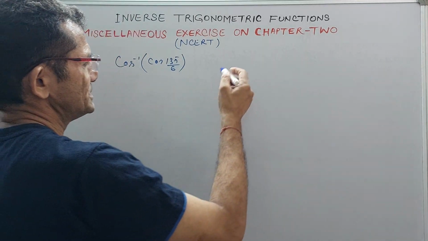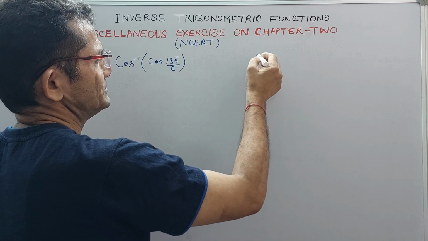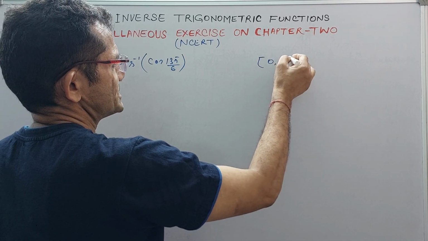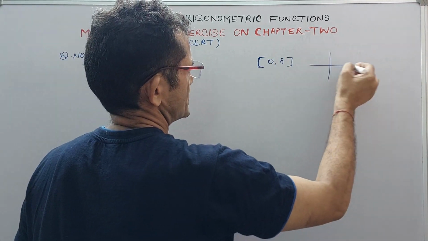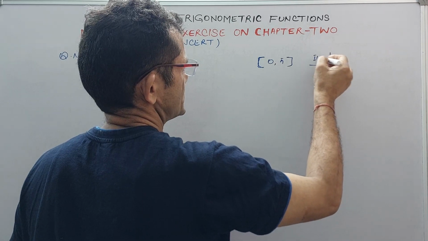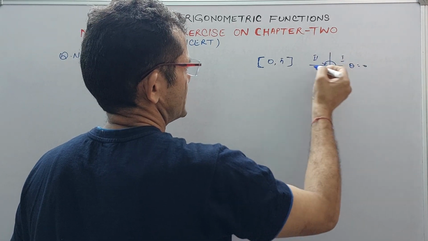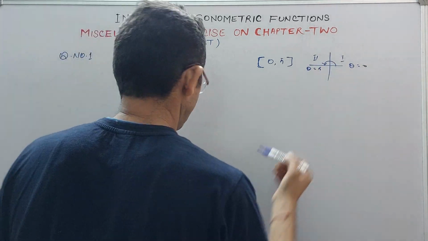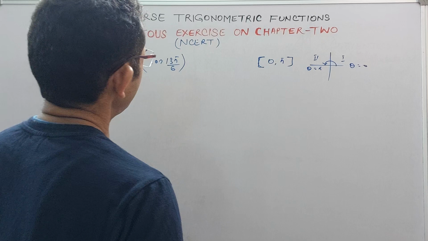Principal value branch in this question for the cos inverse is 0 to pi. So only consider the angles which lie in the first and second quadrant. This is the first quadrant, this is the second quadrant, and this is the angle theta is equal to 0, and this is theta is equal to pi. So consider only the angles in the first two quadrants.